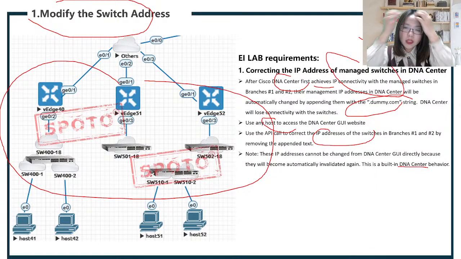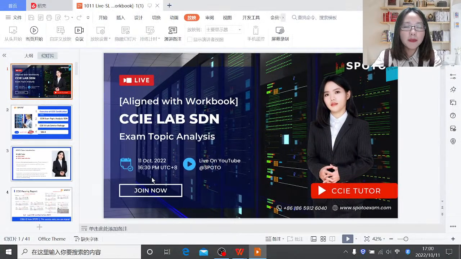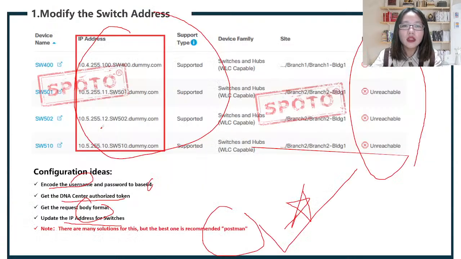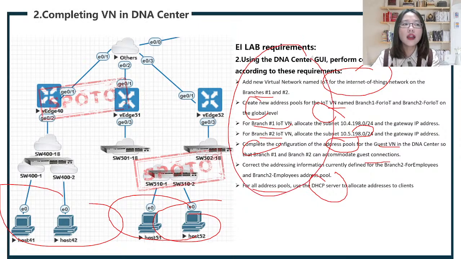So this part is mainly about the config. So this part is mainly about the DHCP pool. Basically, you just answer according to the need. Okay, let's continue.